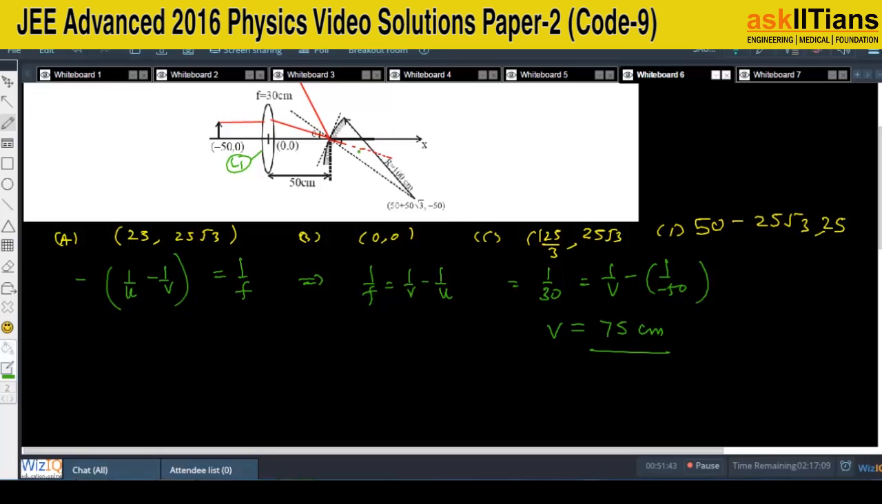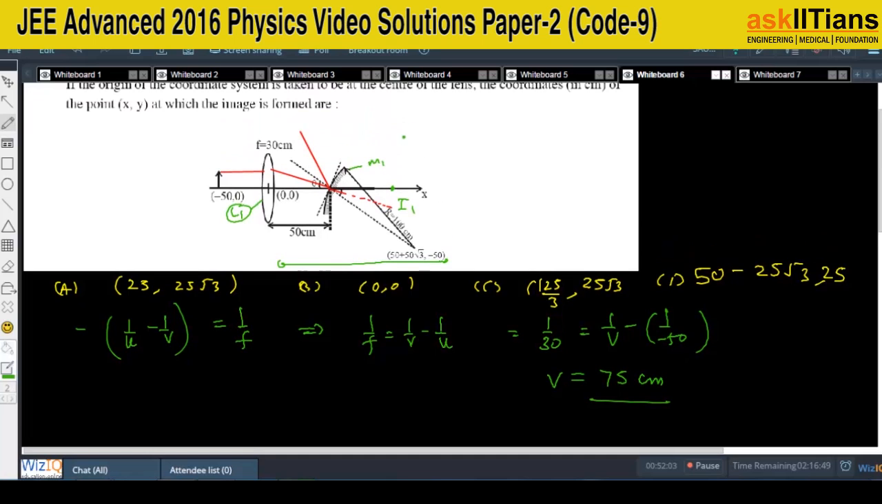So the image will be at 75 centimeter at this point, but we are given the distance between the mirror and the image as 50 centimeter. So we can say the image I1 will be 25 centimeter beyond the mirror. Now this image I1 will behave as the object for the mirror, and the final image let it be formed over here.